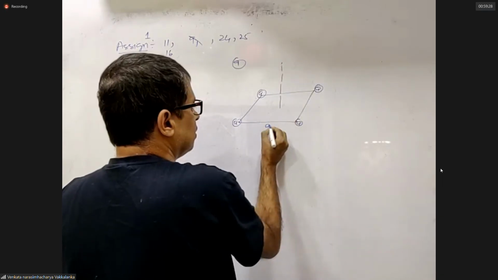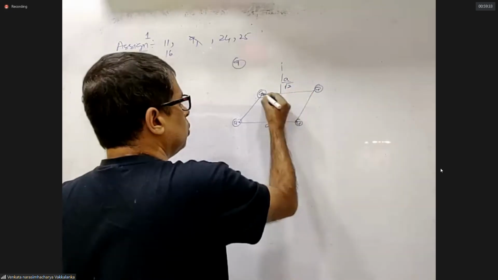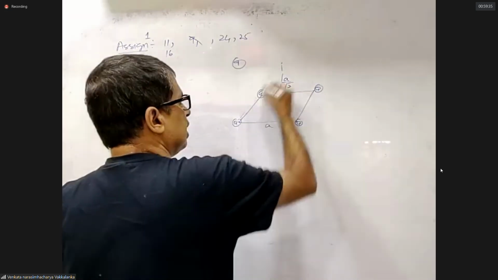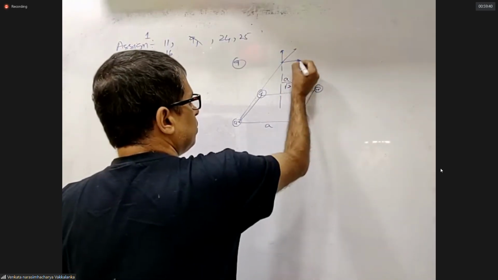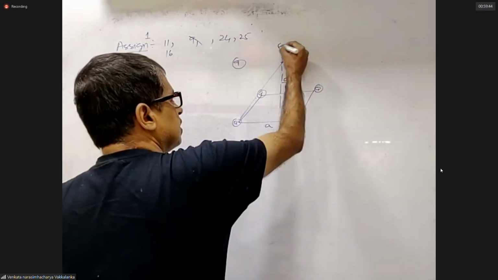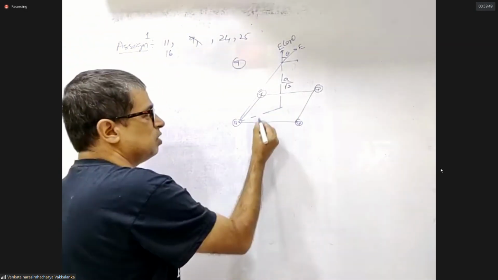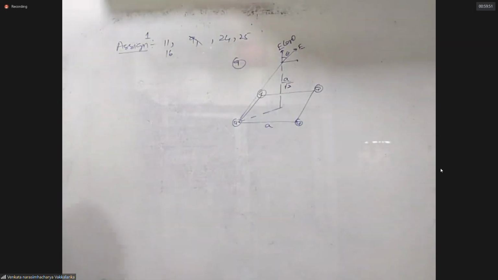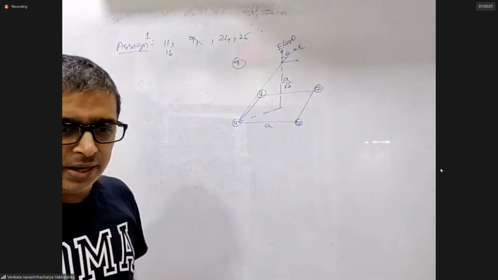I explained it in detail, a by root 2. Because of 1 charge I will calculate the field. Its vertical component will get added up, horizontal will get cancelled. This field, if it is theta, E cos theta into 4 is my answer. You know this distance a by root 2, that is a by root 2. Using Pythagoras theorem, you should be able to calculate this hypotenuse. Can you do it now? Do you remember?